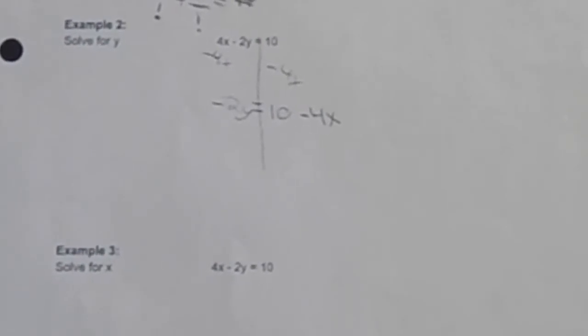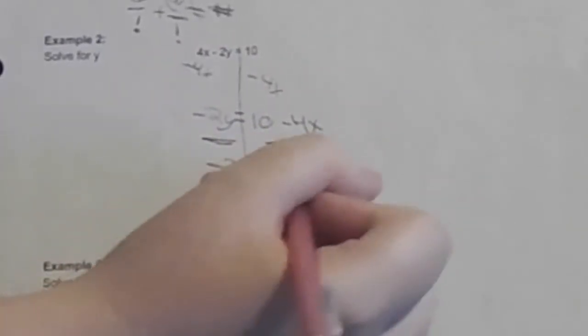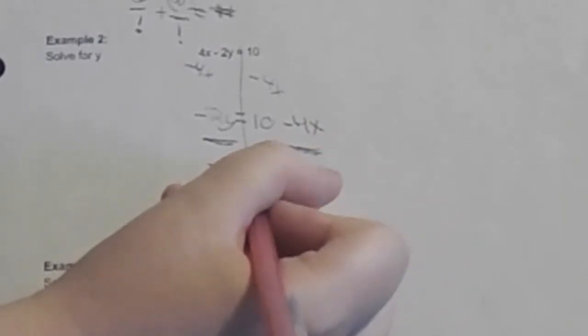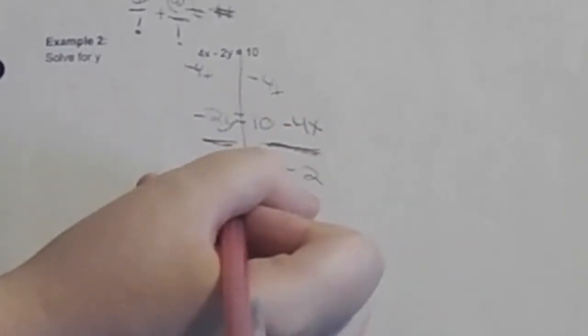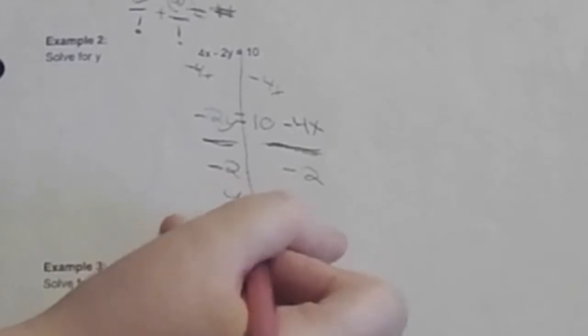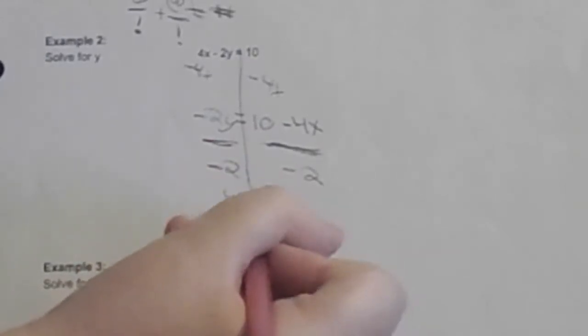Now, with y, it's not completely isolated yet. It still has negative 2 in front of it, meaning it's being multiplied to it. And to undo multiplication, I have to divide it away on both sides so that I keep them equal. So negative 2 divided by negative 2 becomes a positive 1. Y. I don't have to write the 1.